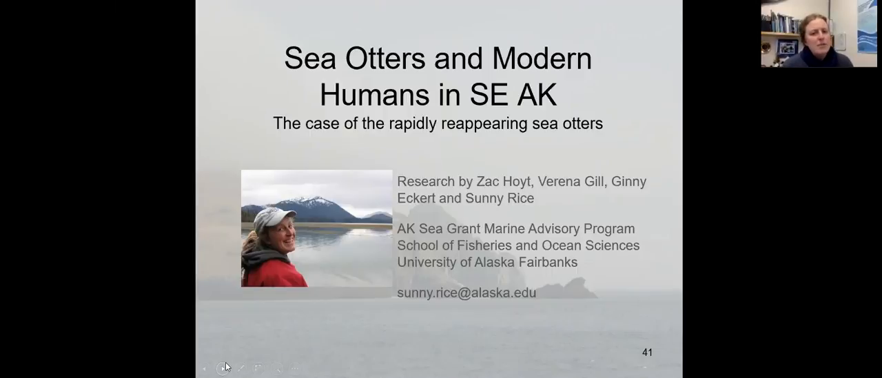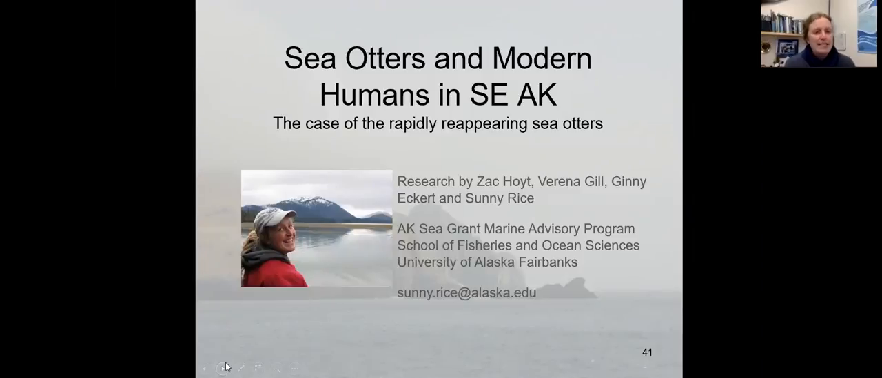The PhD student named Zach Hoyt, Verena Gill with the U.S. Fish and Wildlife Service, and Ginny Eckert with the School of Fisheries and Ocean Sciences. And we were looking at what might be called the case of the rapidly reappearing sea otters and what that has meant for Southeast Alaska.